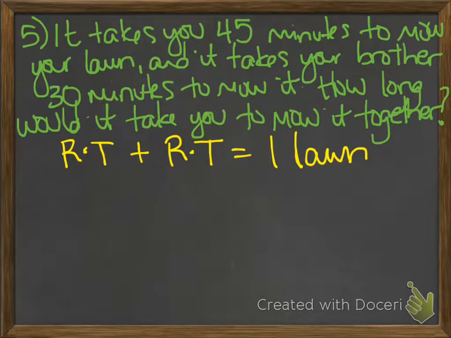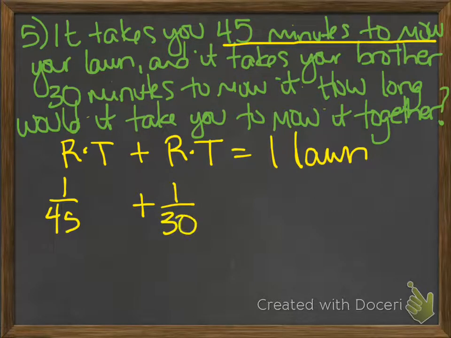So now let's think about this. It takes you 45 minutes to mow the lawn. So in other words, how much of the lawn can you get done in 1 minute? You can get done 1/45 of the lawn in 1 minute. If your brother takes 30 minutes, how much can he get done in 1 minute? He can get 1/30 of the lawn done in a minute. And we need to know the time that it's going to take you together, because you're working on this together. So this is going to equal 1. And that's our equation to solve.